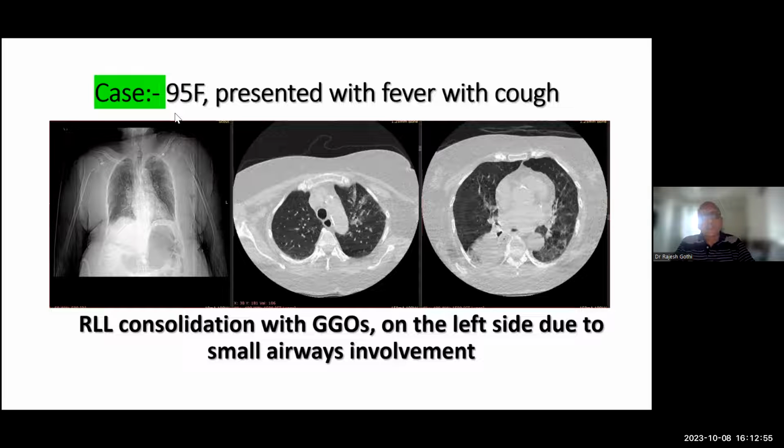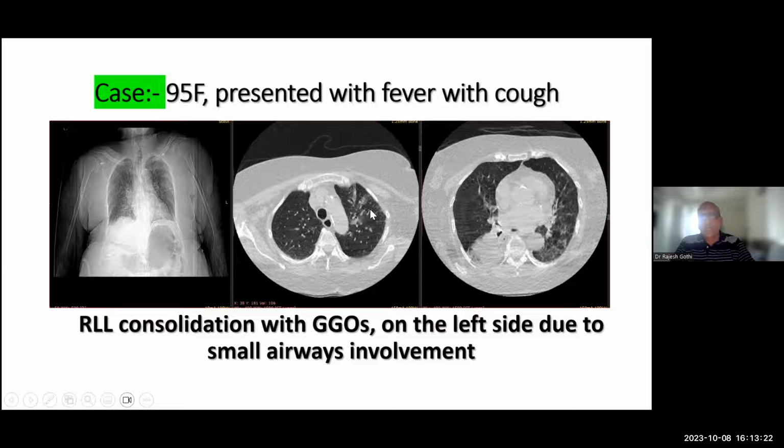Another patient now, a 95-year-old lady, presented with fever and cough. The chest X-ray again does not show you too much. Most of the times X-rays help, but sometimes they don't. But when they don't help, you have to go for a CT scan. So we are seeing over here patchy areas of ground glass opacity and right lower lobe consolidation with air bronchogram. There is slight haziness in the left lung field also.